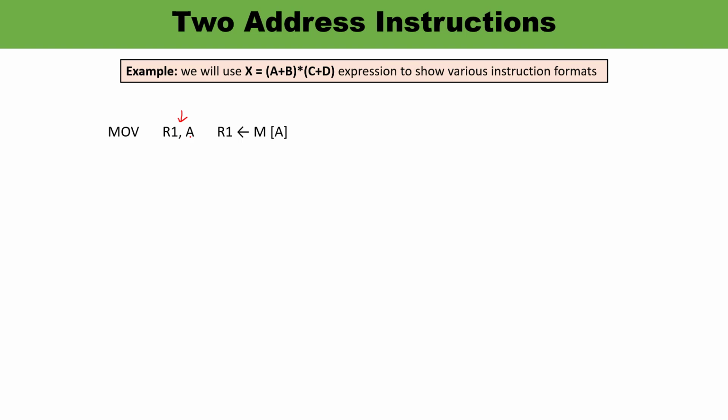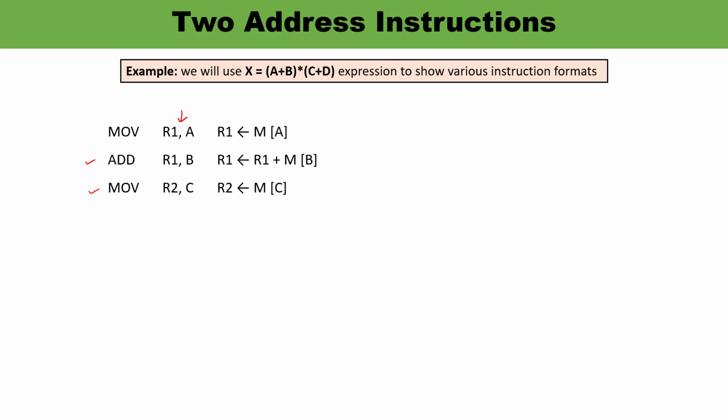One is related to R1, the other is related to A. Copying the content of A into R1. Next, adding B into R1. This is what you can see over here. Already the content of A was available in R1. Now R1 plus B, and the result is in R1.